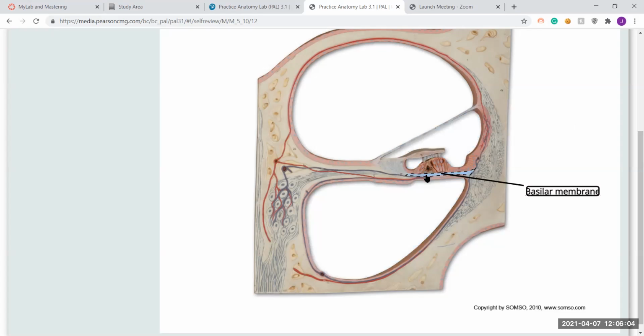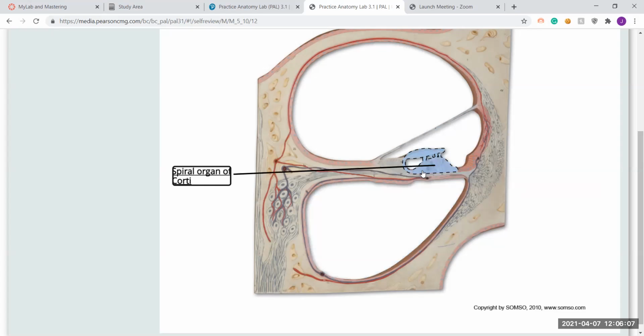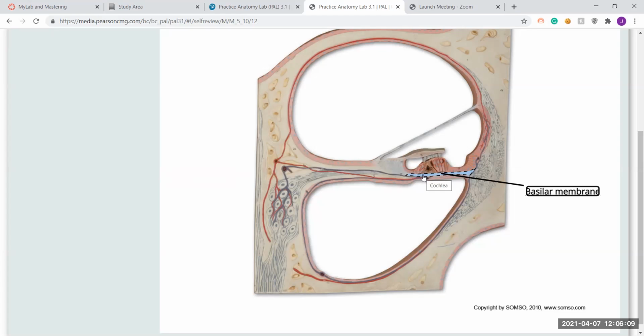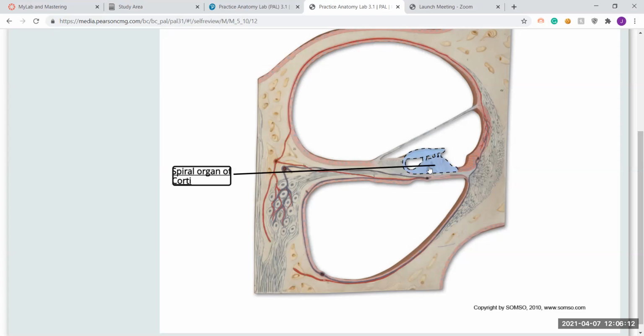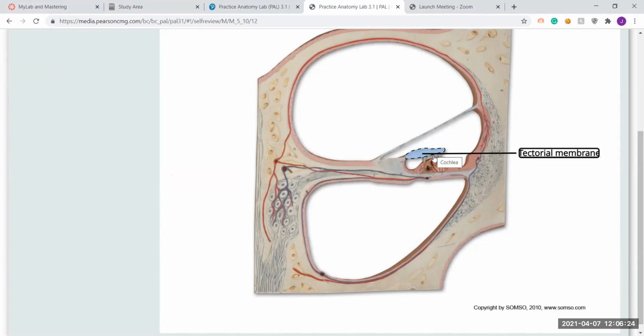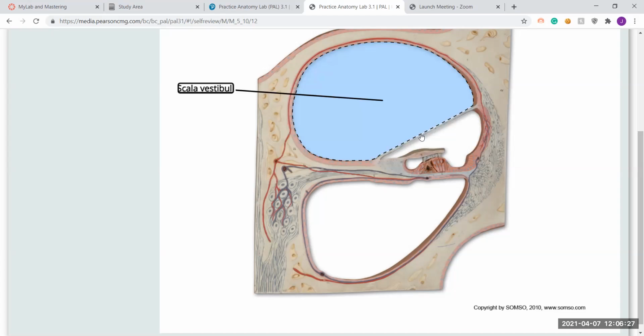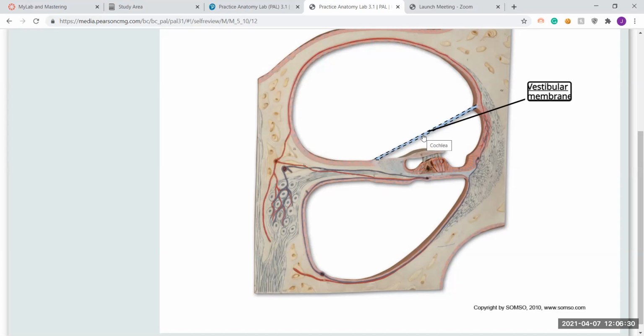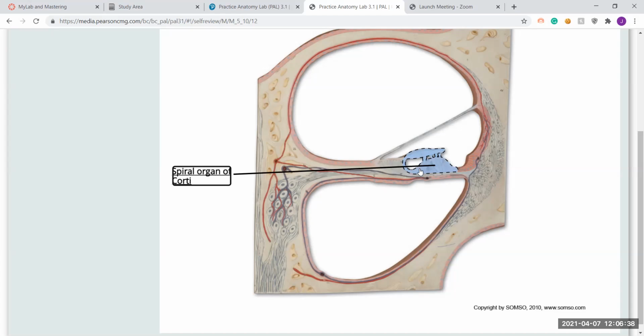And then the membrane between the tympani and the media is basilar membrane. On the basilar membrane, you have spiral organ of Corti, and you see small things here. Those are the columnar cells. Those are the receptors. On the receptor, you have tectorial membrane. So 3 membranes you need to remember: vestibular membrane, basilar membrane, and tectorial membrane. Okay, and these receptor cells have axons which come out and become the vestibulocochlear nerve or cochlear nerve.